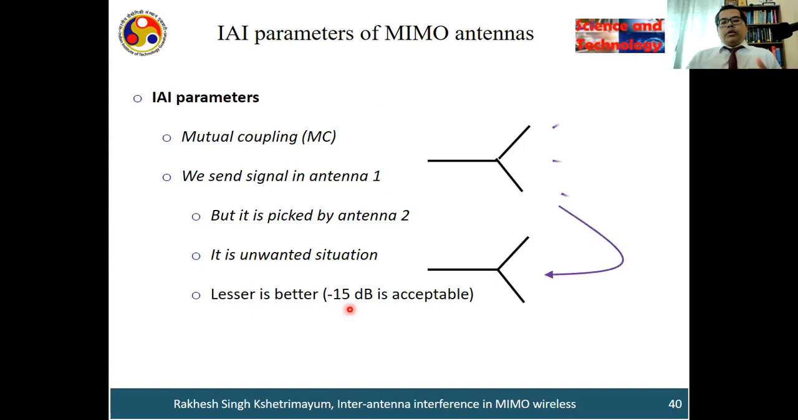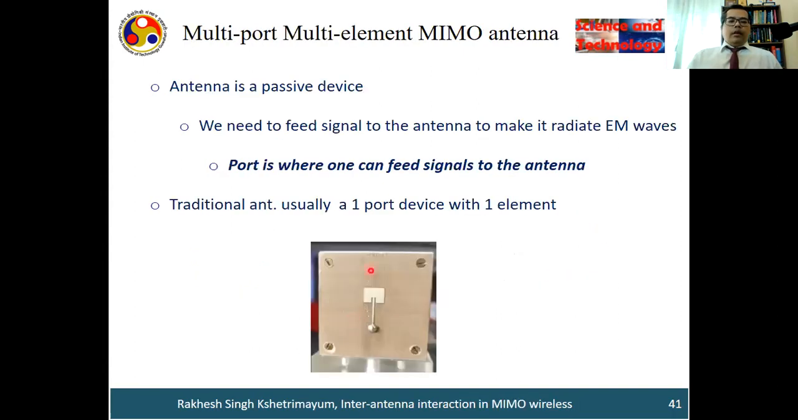If your mutual coupling is less than minus 15 dB, we'll define how to measure this mutual coupling in the next slide. Just before that, let us try to understand what is an antenna. Antenna is a passive device. Unless you supply some power, some signal to the antenna, it will not radiate. So you have to supply something to the antenna using the source. The point at which you connect the source to the antenna is the port. This port here is a point where you connect the signal to the antenna.